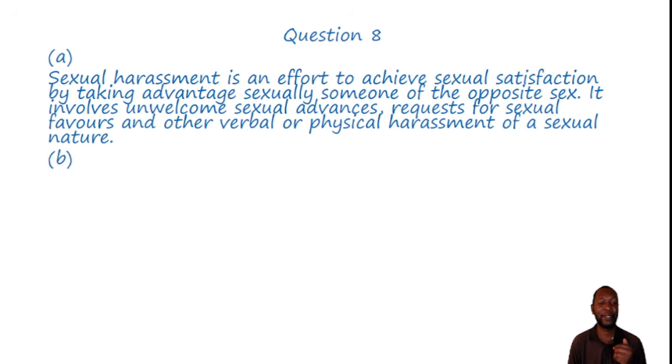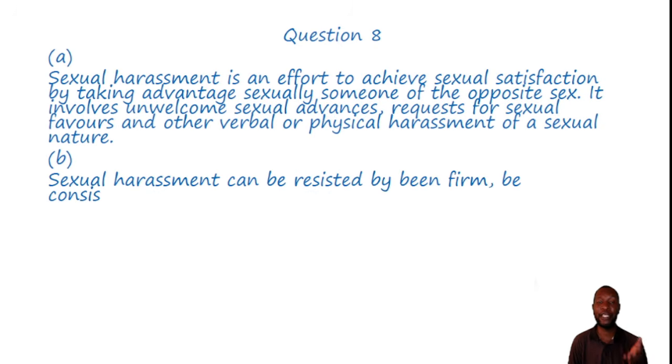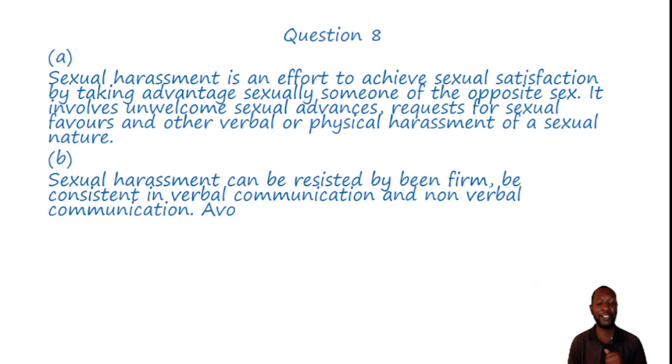B. Sexual harassment can be resisted by being firm, being consistent in your verbal communication and non-verbal communication, and avoiding explicit dressing. So when it comes to verbal and non-verbal communication, make sure when you're saying no, say no and don't be smiling, because your non-verbal is saying yes because you are smiling. So make sure you are firm and you are consistent in what you are saying and what your body is doing should be consistent. So that is how sexual harassment can be avoided, and also avoid explicit dressing. So this was the answer to part B.